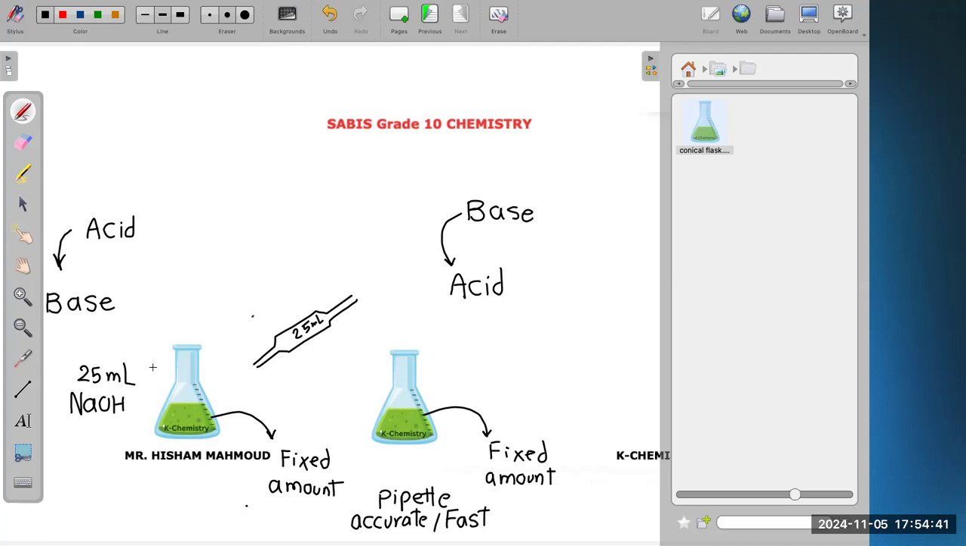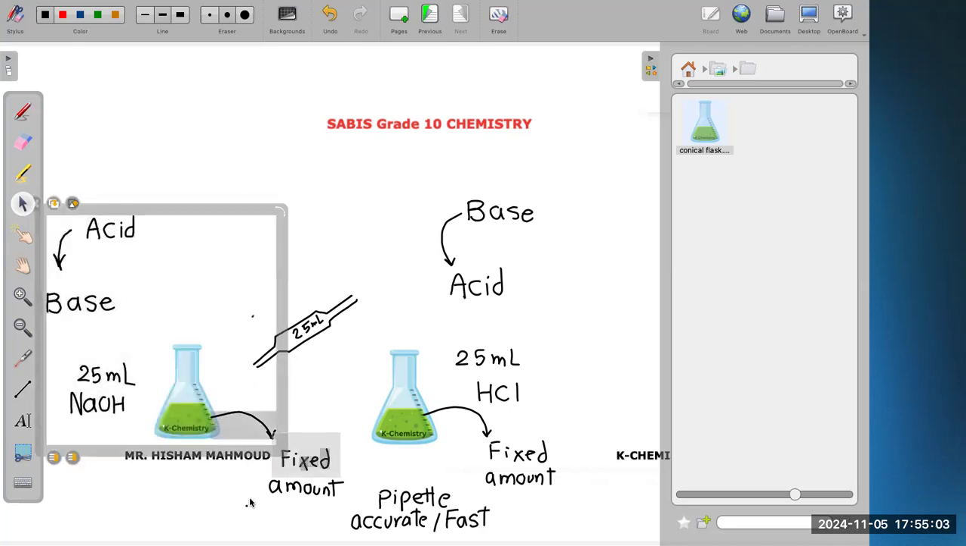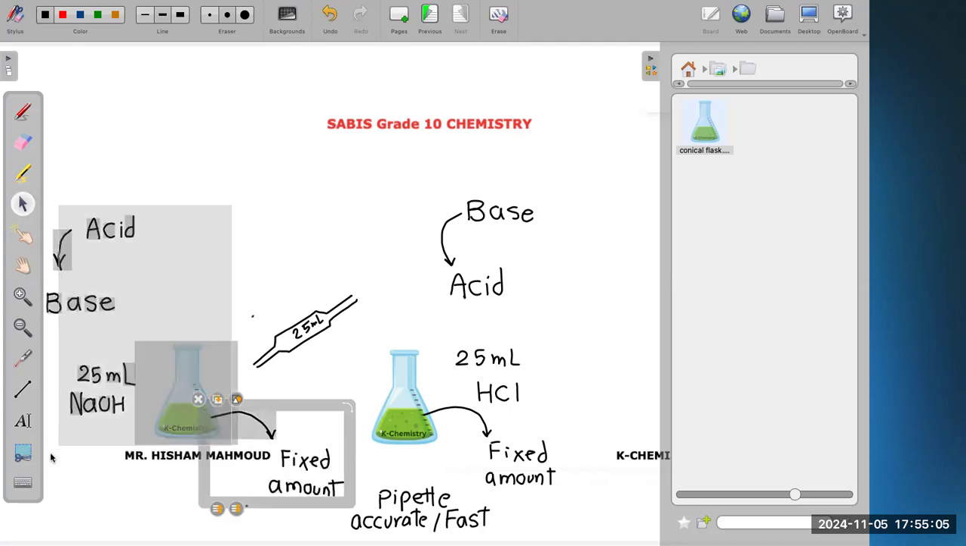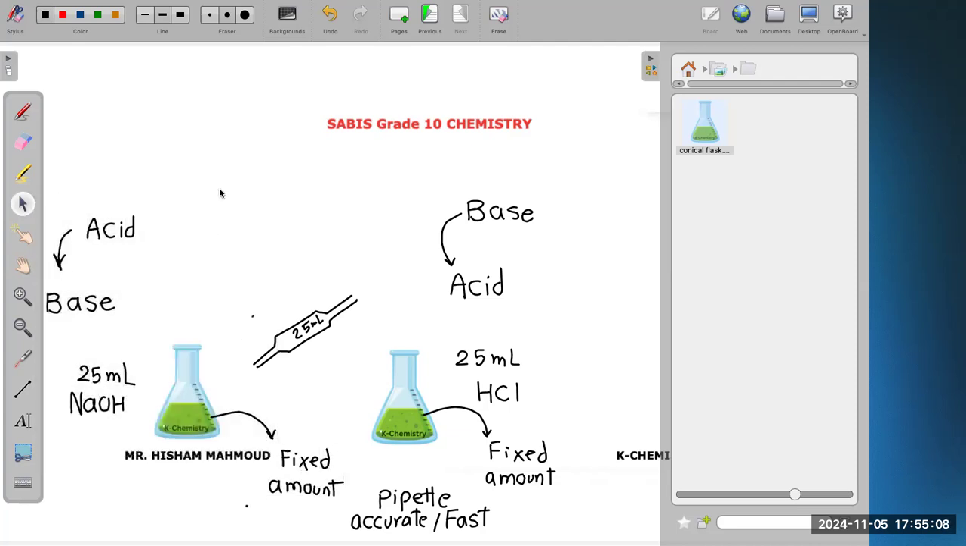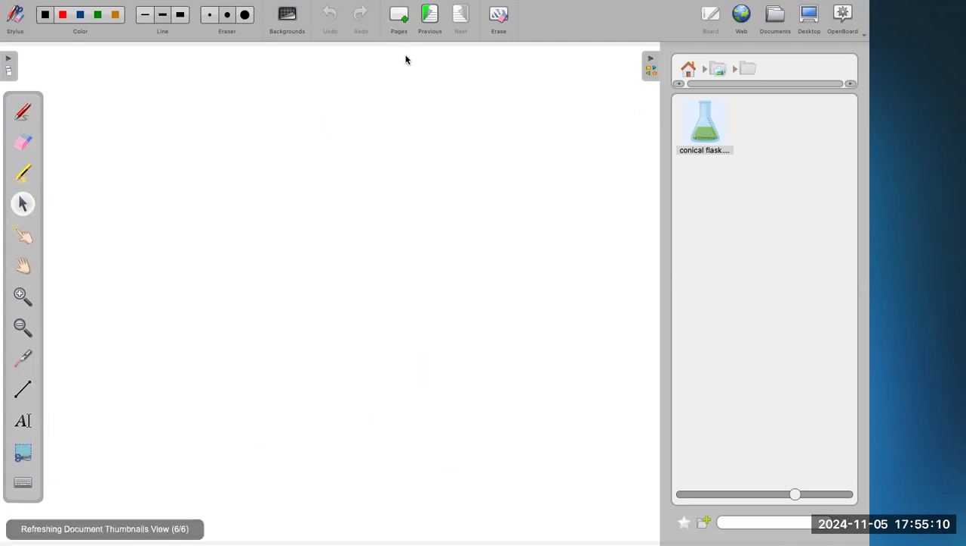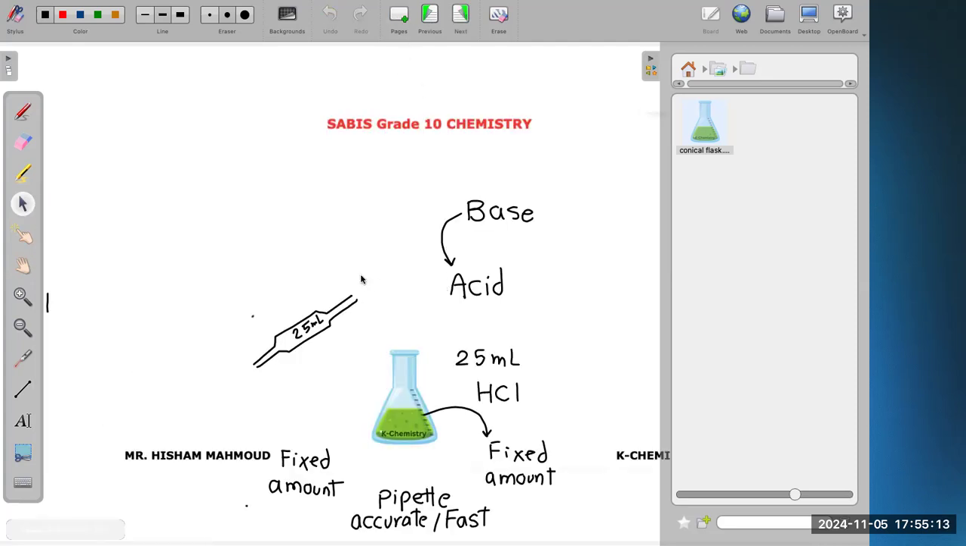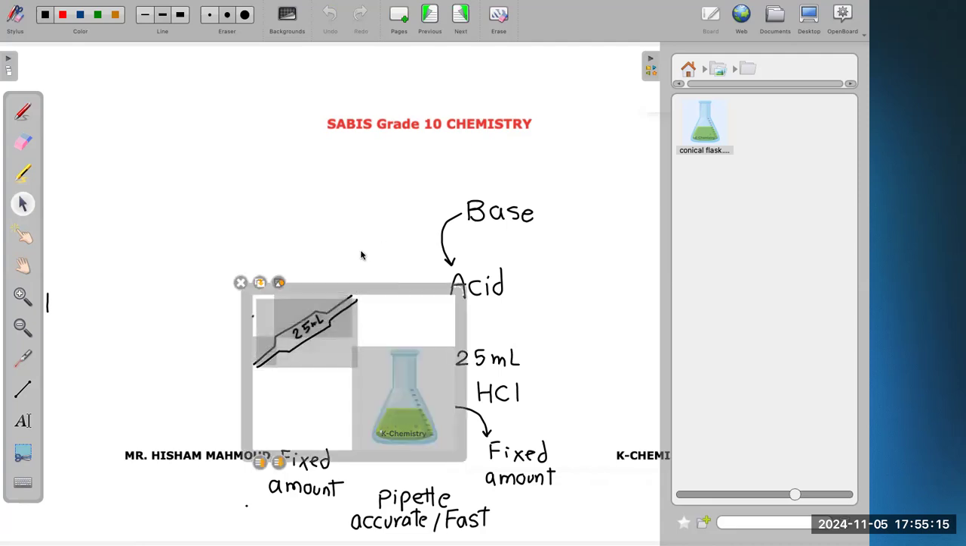When I started this experiment, I know exactly that I will use either 25 ml of acid, HCl for example, or from NaOH. What is the difference between the right and the left? This is sometimes used and this is sometimes used. Don't confuse yourself. I will tell you later when to use this one and when to use this one. Don't worry about that now. But for the time being, I will just take this out, and keep it in the next page. So now we'll start with the first one only.